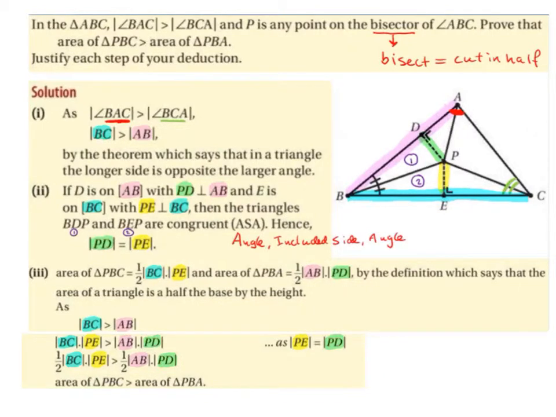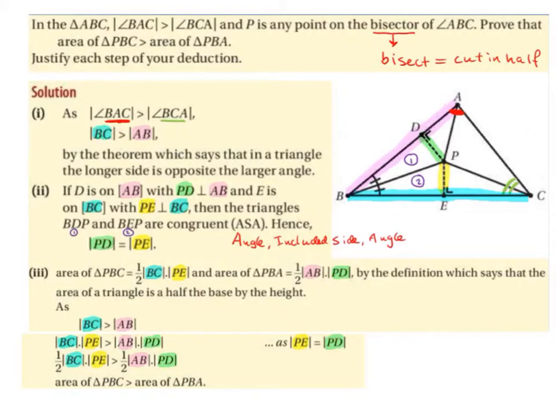Then the triangles BDP, this triangle here that I've labelled as number 1, and BEP, which I've labelled as number 2, are congruent. So congruent triangles are identical, so 3 equal sides, 3 equal angles. And they are congruent by ASA, angle included side angle.